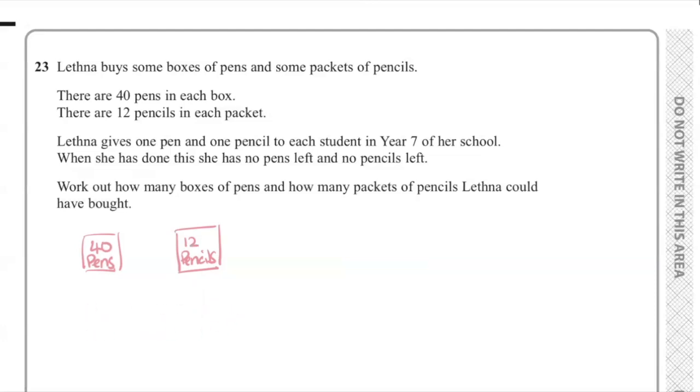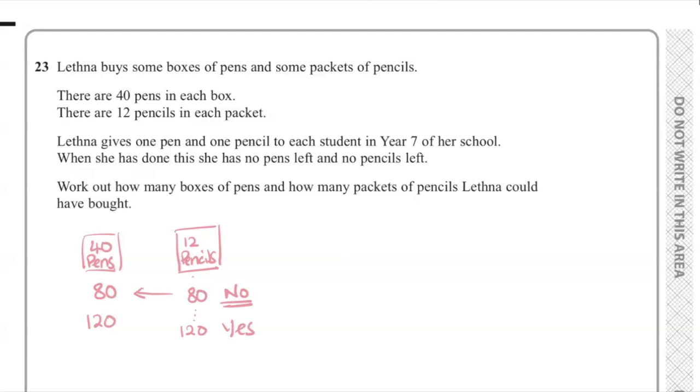So 40, if I bought another packet, or another box, I should say, I'd have 80. If I bought another box, I'd have 120. Now I'm stopping there because I'm already sensing that 120 is in my 12 times table. So I would think about, okay, it goes 12, 24, 36, etc. Is 80 in the 12 times table to match with this 80 that I can get here? And the answer to that is no. So I go to the next one, 120. And I've got yes. So 120 pens and 120 pencils are what I want.